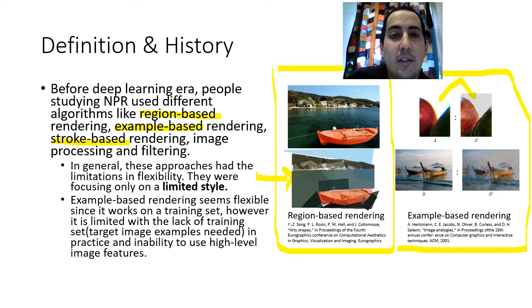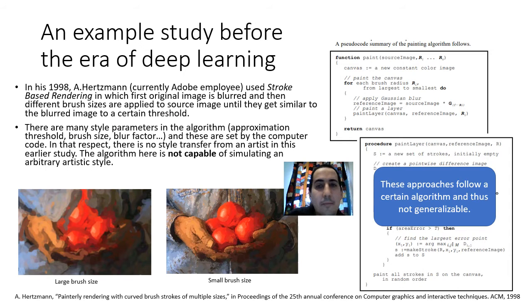One other algorithm is stroke-based rendering. It is the process of placing virtual strokes iteratively so that an image which looks like the original photo but with an artistic style is produced. I would like to illustrate it with an example study. The study of Hertzmann, a current Adobe employee, exemplifies earlier studies of NPR, non-photorealistic rendering.